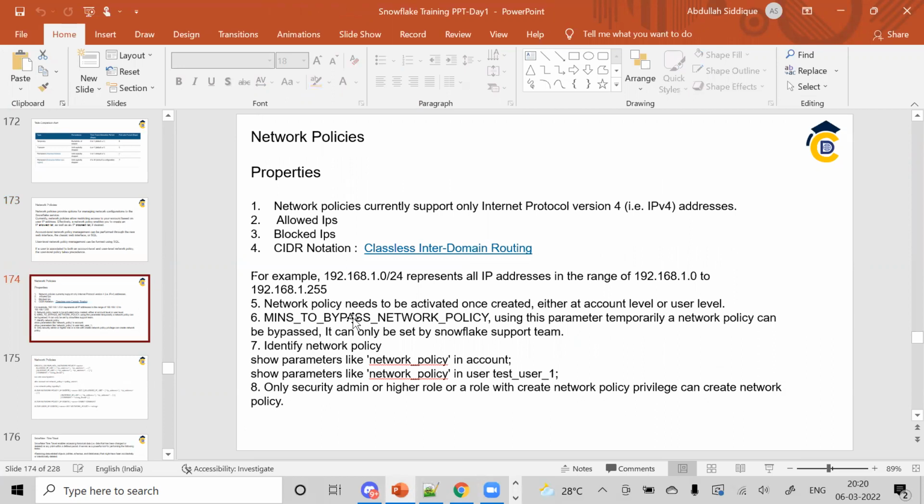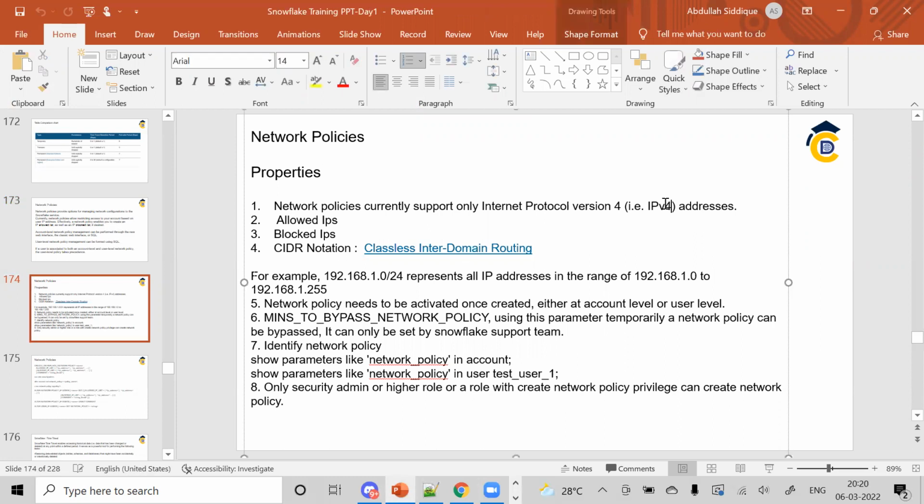So a few properties. Network policies currently support only Internet Protocol IPv4. Okay, so there is IPv6 and IPv4. Only IPv4 is allowed as of now. These are all network terminologies, you don't have to know fully about this. But there are mostly two types of IP, right? V4 and V6. So right now they are just supporting IPv4. And then you can configure allowed IPs, blocked IPs, and you can also give a CIDR notation.